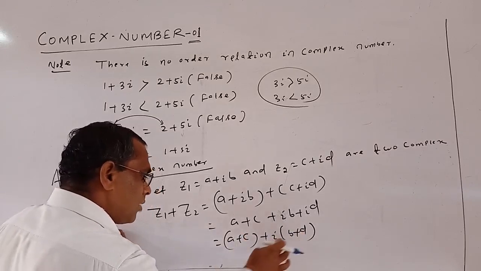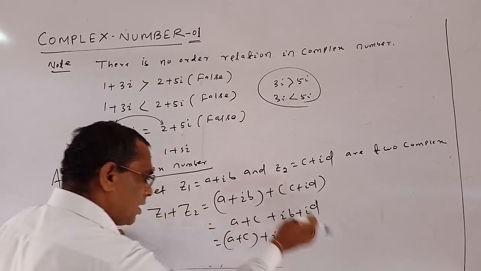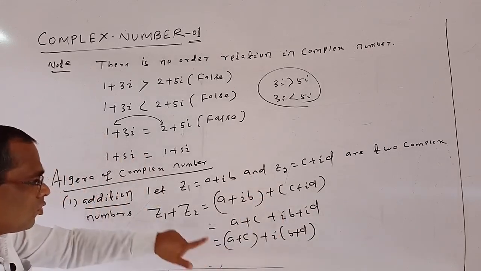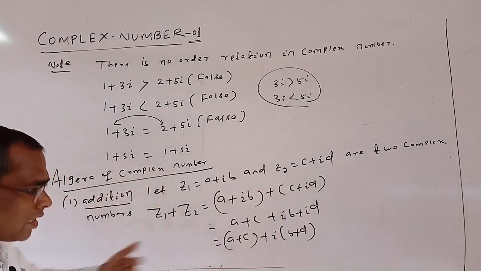A real number multiplied by i is called an imaginary part, and this is called the real part. So the sum of two complex numbers is again a complex number.